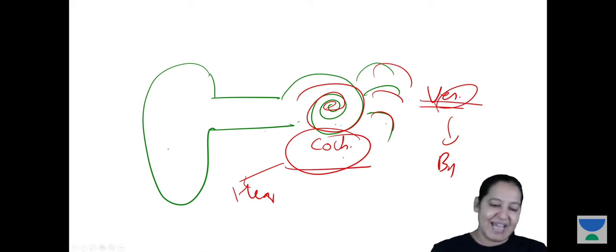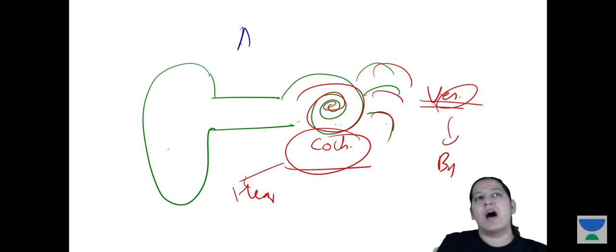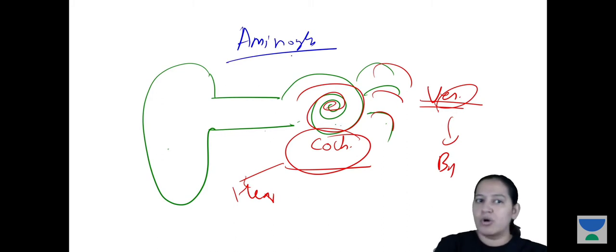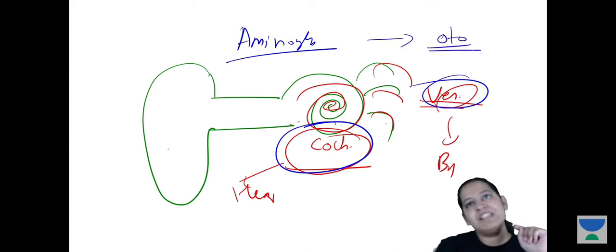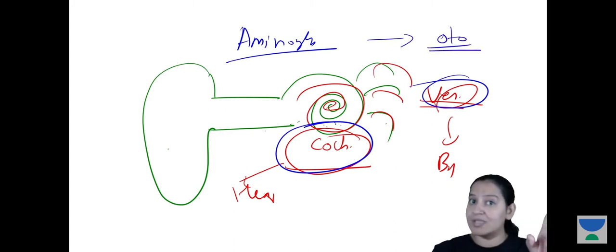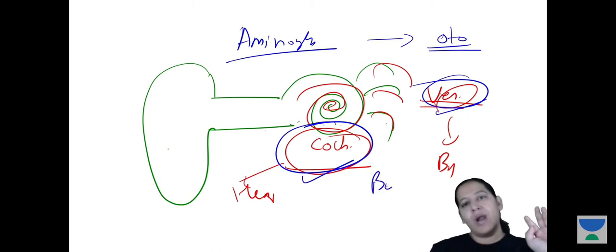If I am saying that aminoglycosides are ototoxic, which ototoxicity? Cochlear toxicity or vestibular toxicity? Both. So whenever you say anything is ototoxic, always mention which toxicity it is, cochlear or vestibular. Here, both. Aminoglycosides are both toxic.